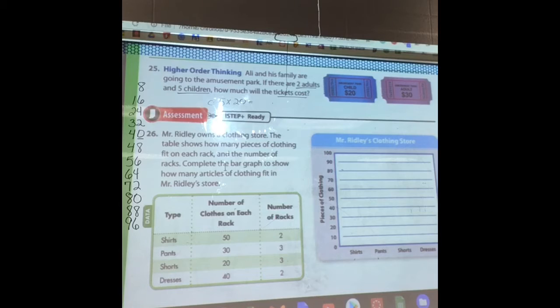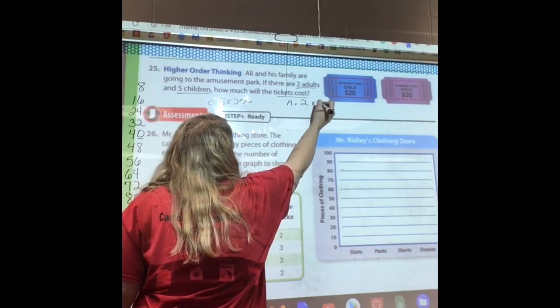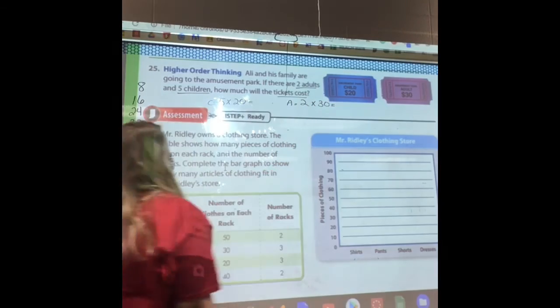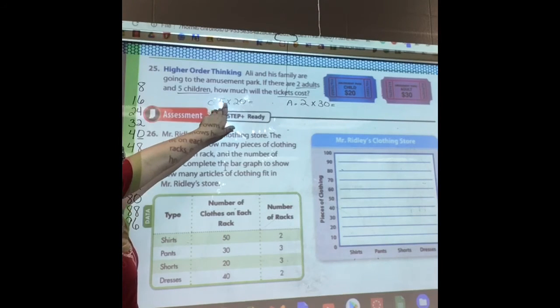30. And how many adults do I have, Heavenly? 2. So I have adults equal 2 times 30. Okay. So what is 5 times 20? You can tell me. Kyson? 110. Right. So be careful with these though, because 5 times 20 is 100.